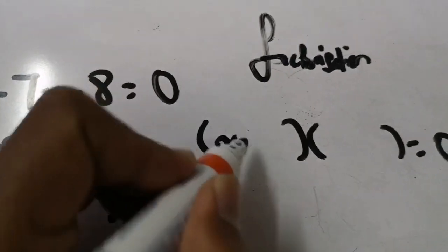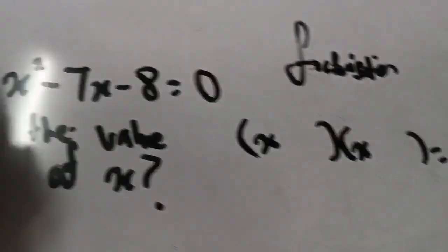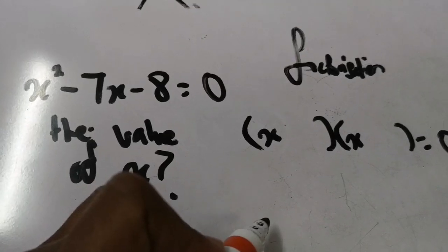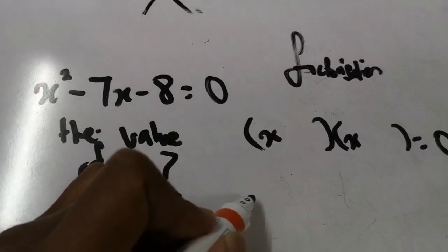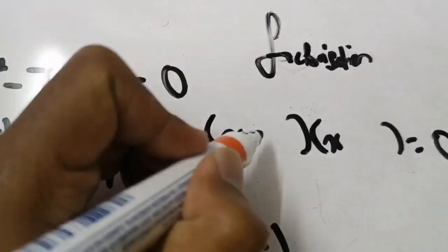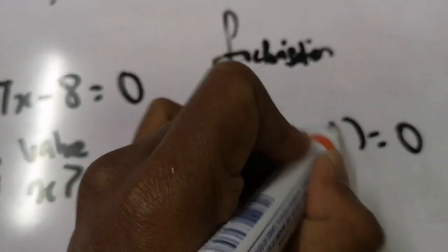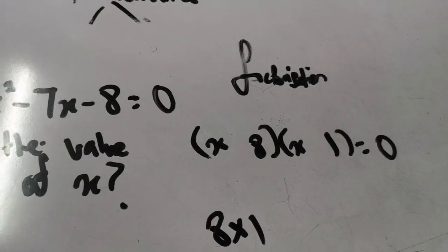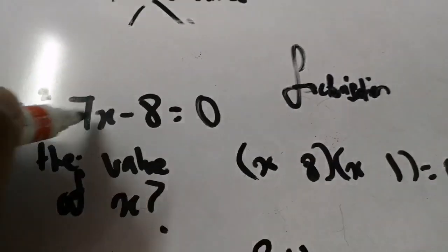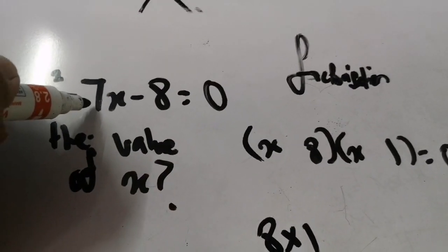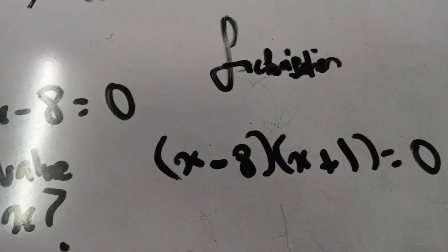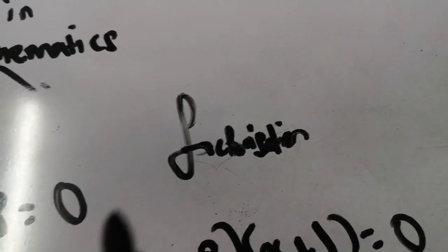x and x. We see the number here is 8. The factor of 8 is 8 multiplied by 1, so we have 8 here and 1 here. In the middle we see negative 7. How can we form negative 7 from 8 and 1? Negative 7 can be formed from minus 8 plus 1, so we get negative 7.